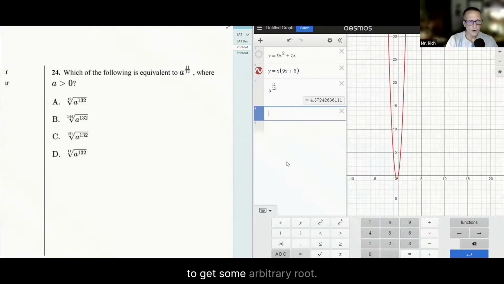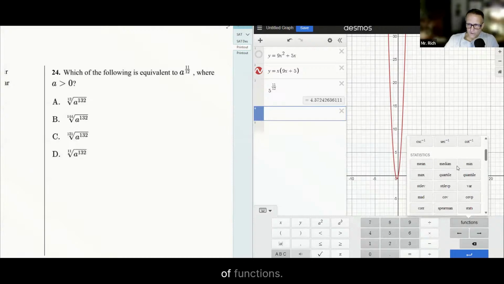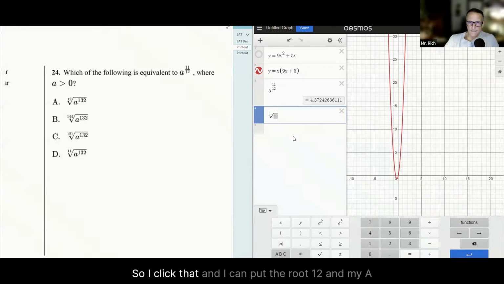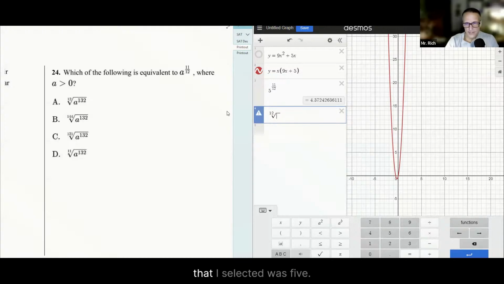However, to get some arbitrary root, I have to go to the keyboard and click on the functions button over here. There's a bunch of functions. It just so happens that this is at the very bottom of the list under the number theory section. So I click that and I can put the root 12, and my A that I selected was 5. So I put a 5 and raise it to the 132.